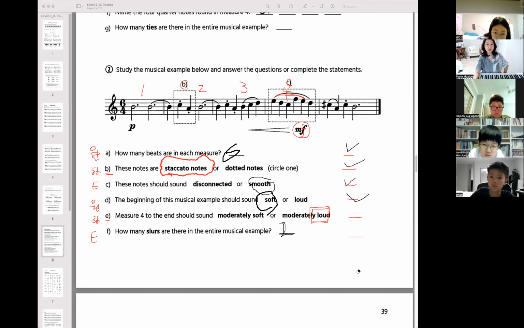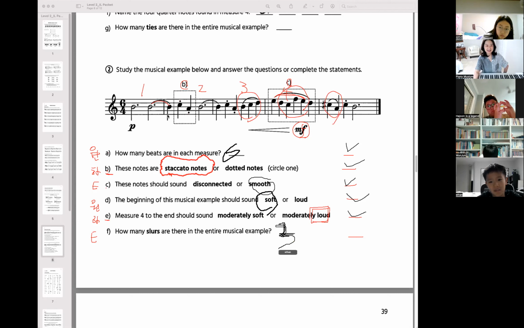So how many slurs there? 아닌데, 2. How many slurs? 1, 2, 3. That's a tie. This is a tie. So 1, 2 ties, 3 slurs. Okay.